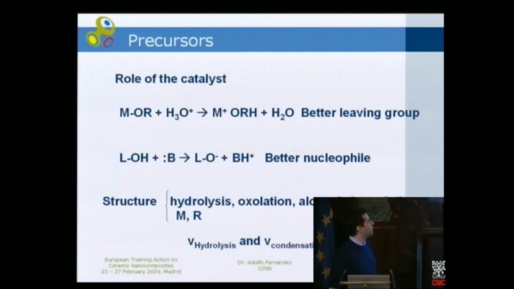The main ones are the use of acidic or basic conditions. For example, when working in acid media, we are going to improve the quality of the leaving group. And by using a basic catalyst, we are going to improve the nucleophilicity of the attacking group. The structure will be determined by this type of catalyst, which will affect the hydrolysis, oxolation, alkoxolation and the different reactions that are going to take place. But as I said before, it's difficult to study and control this reaction because of the high rate.